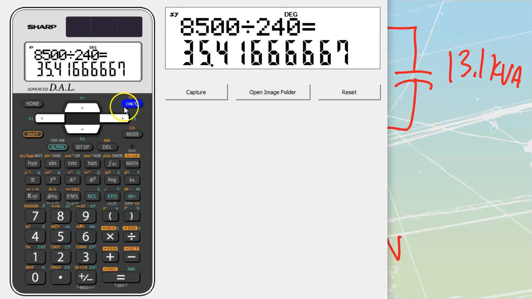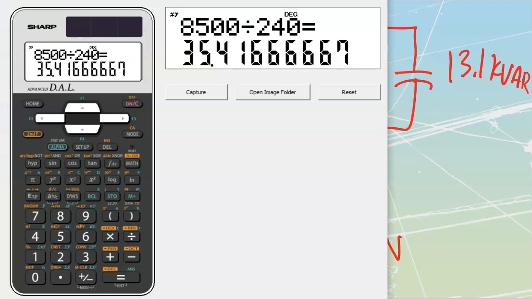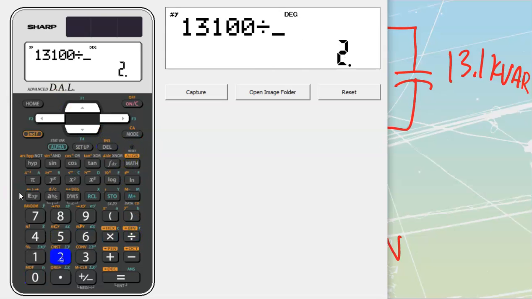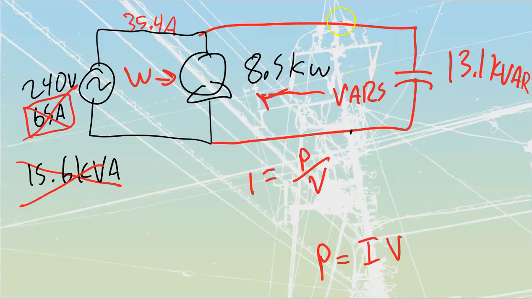Then we're going to take a look at this cap. This cap is going to be supplying only VARs. I wrote kVA there. That's kVARs. Let's just fix that. That's supplying my kVARs. So we're going to do the same thing. 13,100. That's too many there. We will delete one. 13,100 divided by 240 gets me to a value of 54.6 amps.